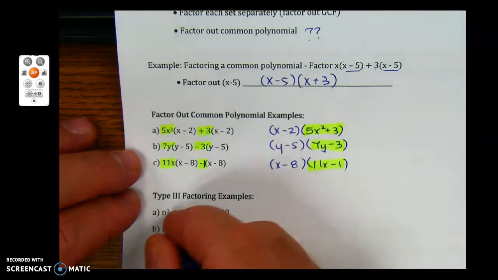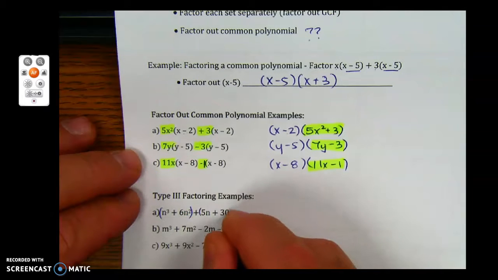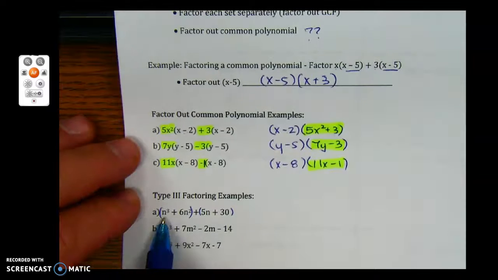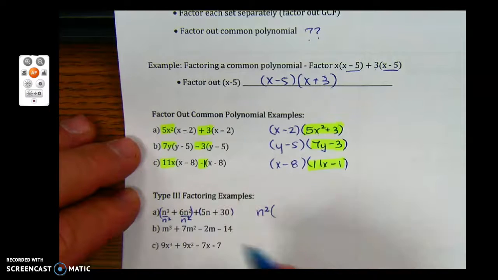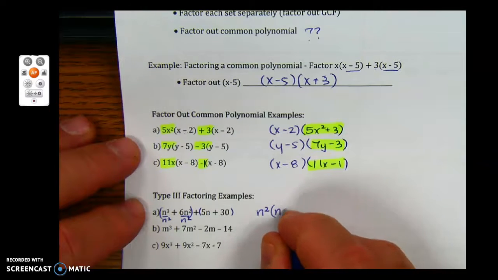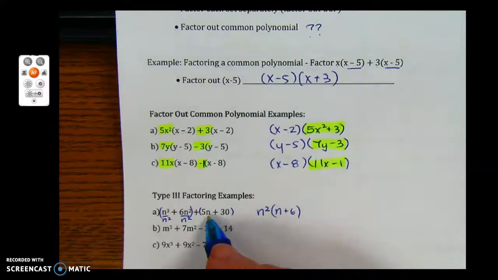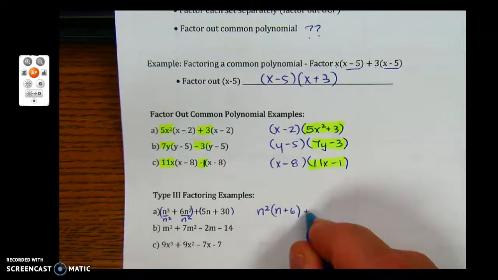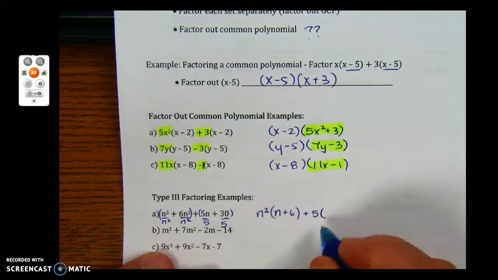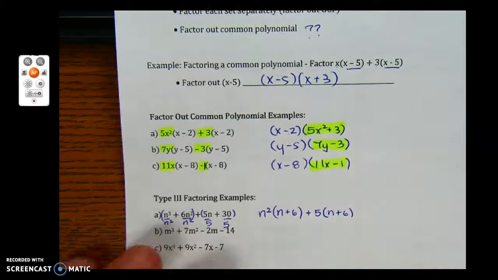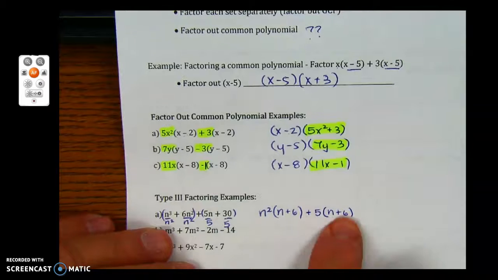So step 1 is to group the first 2 and the last 2 like that. The GCF of the first group is n squared, and when I take out an n squared, what am I left with? I'm left with n plus 6. The second group, I can take out a 5. What am I left with? N plus 6. Now, here is an important point. If you don't have identical matching expressions here and here, then something's gone wrong.